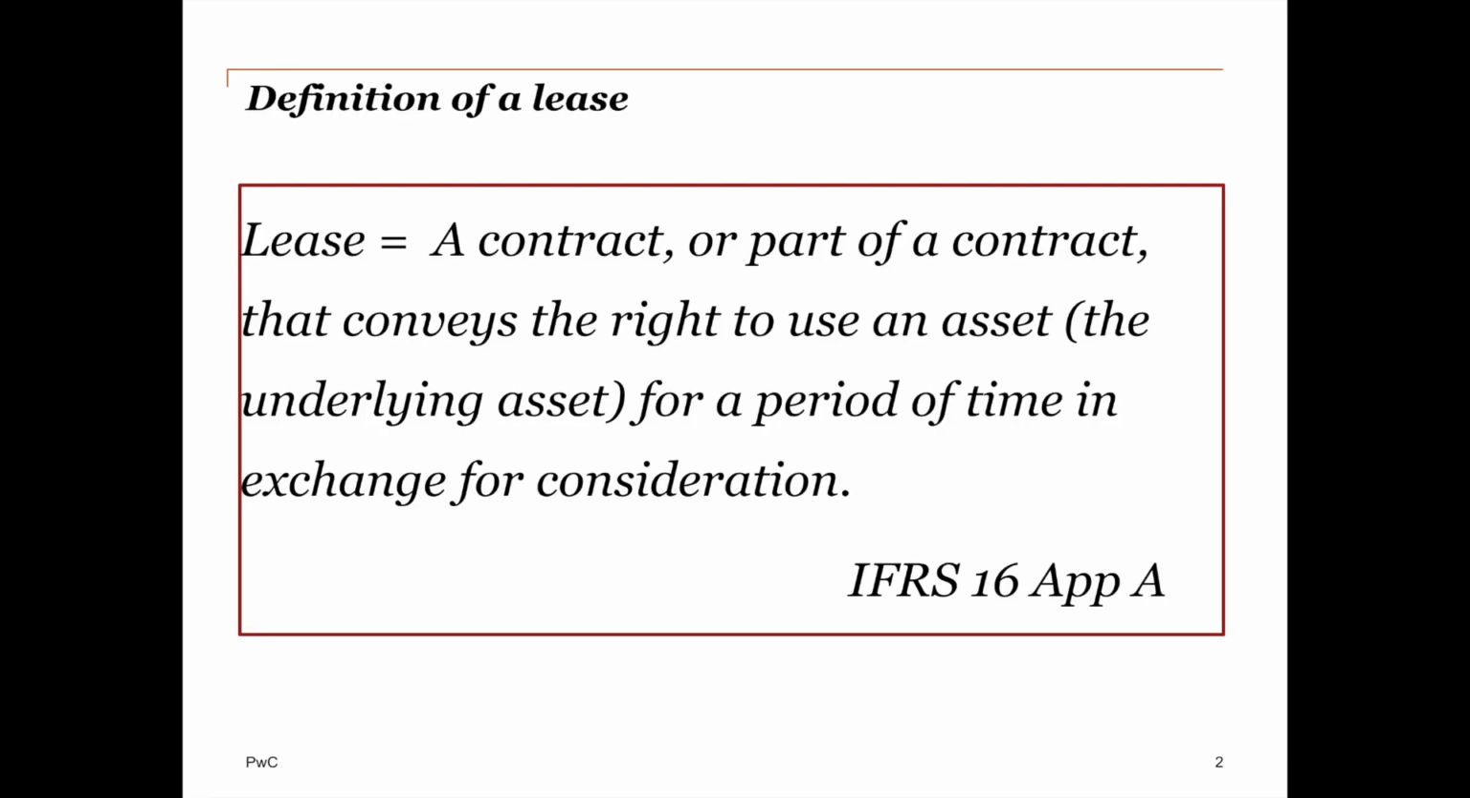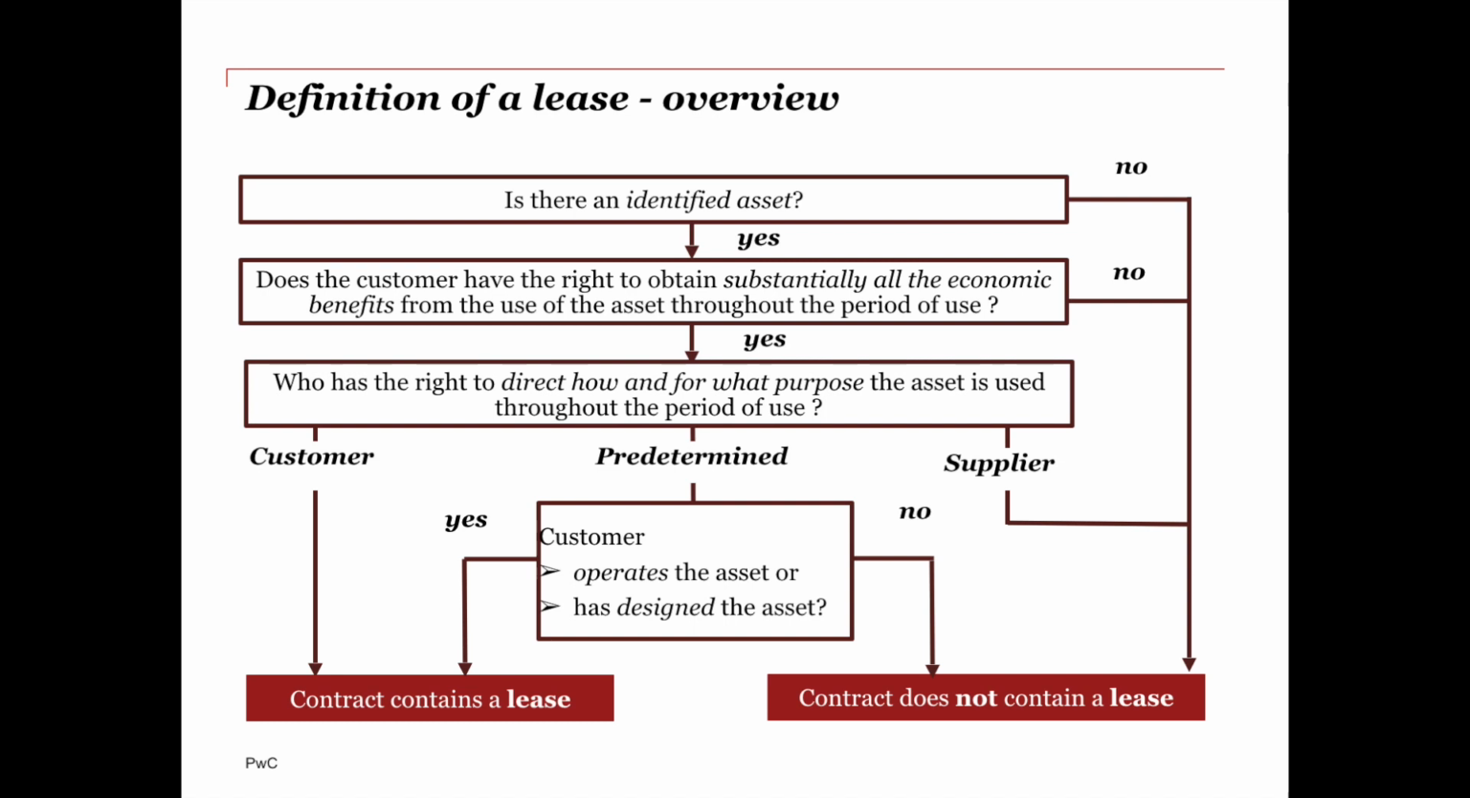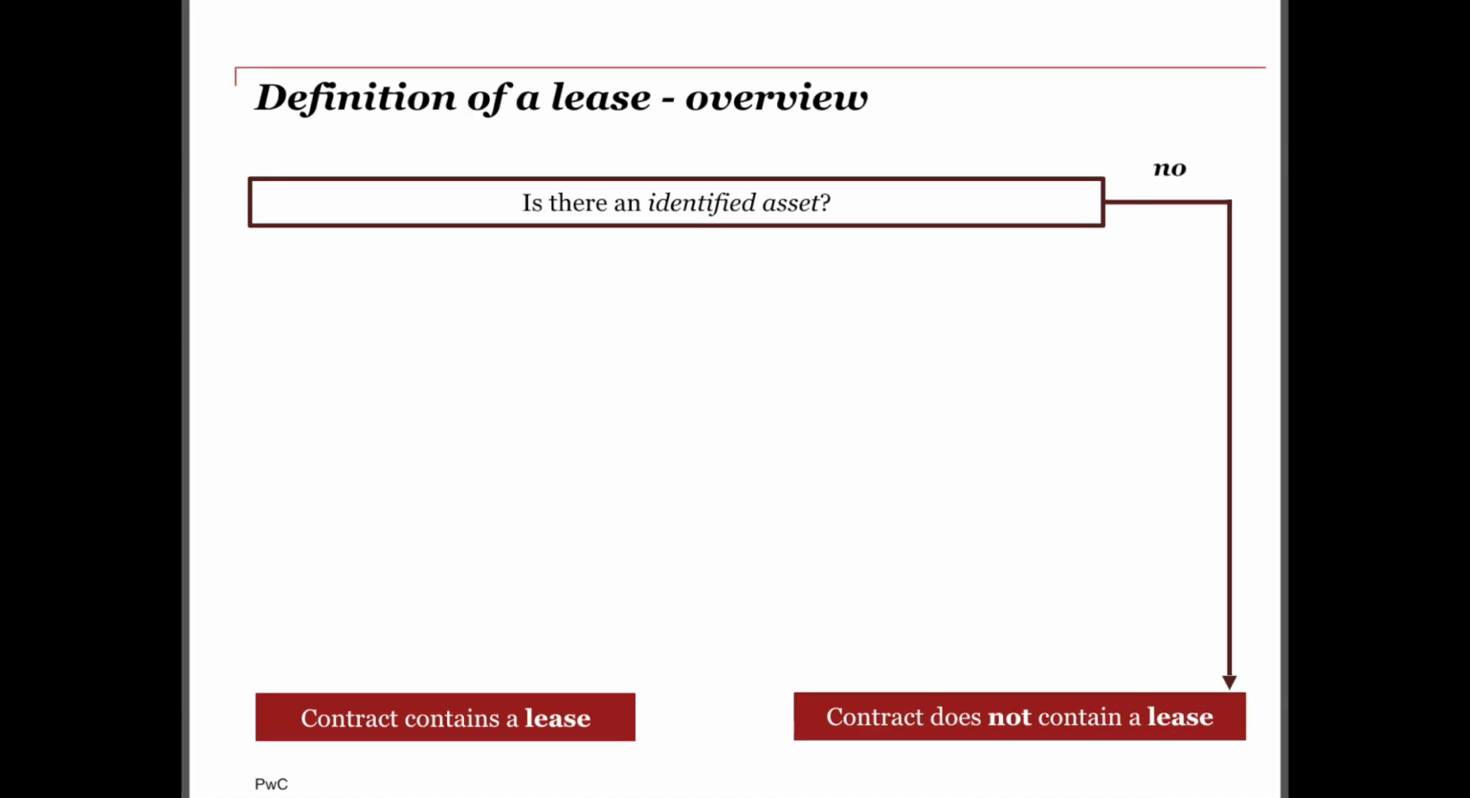IFRS 16 states that a contract contains a lease if there is an identified asset and the contract conveys the right to control the use of the identified asset for a period of time in exchange for consideration. The standard contains a flowchart of how to perform the analysis as to whether the definition of a lease has been met. Now let's have a closer look at each of the steps. First of all, there needs to be an identified asset. What does this mean?